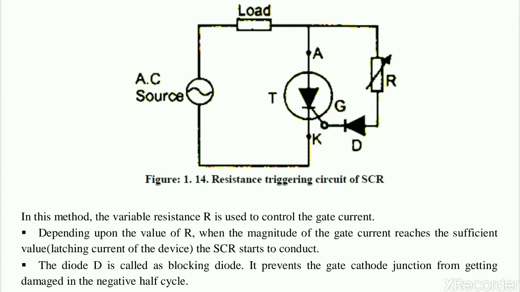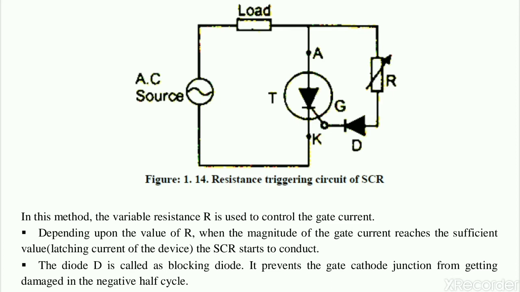Okay, the diode D is called a blocking diode. It prevents the gate cathode junction from getting damaged in the negative half cycle. There is one advantage of the diode in this circuit: it prevents the gate cathode junction from getting damaged in the negative half cycle.